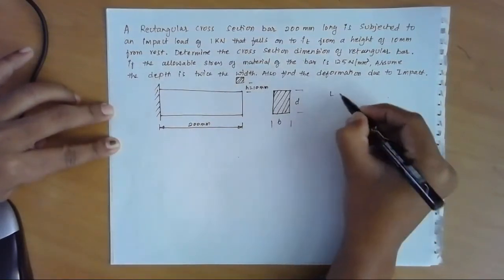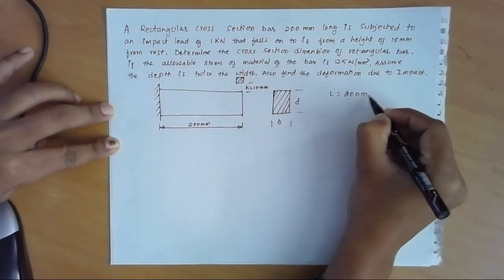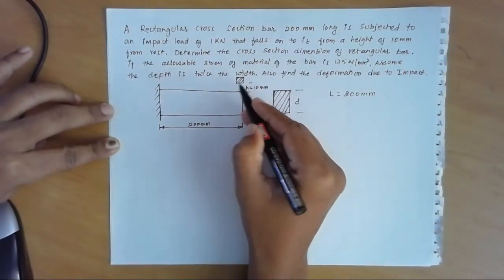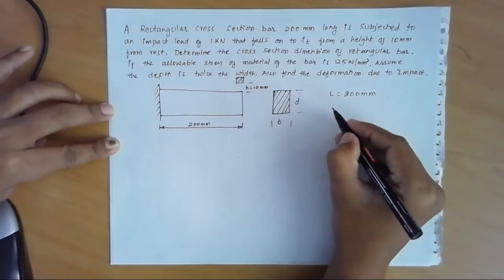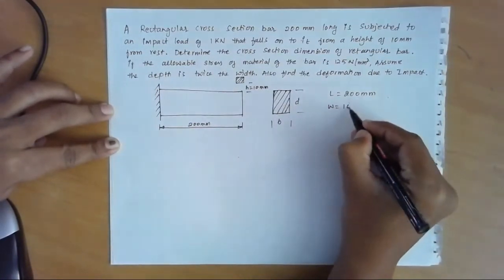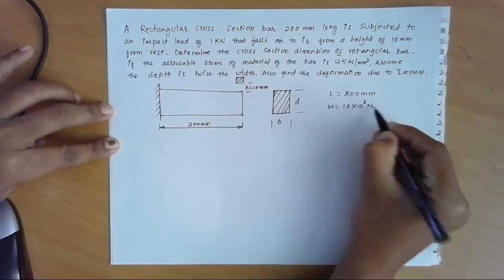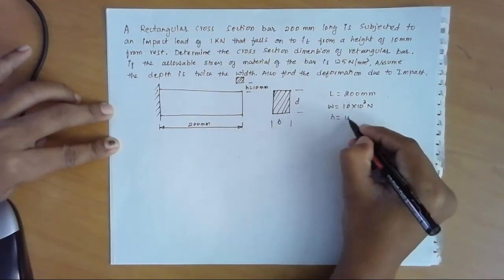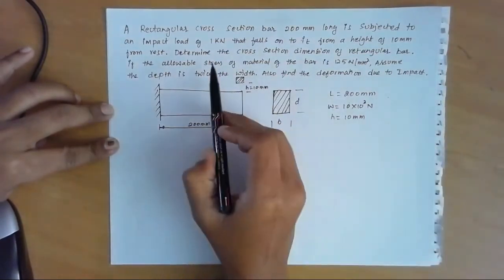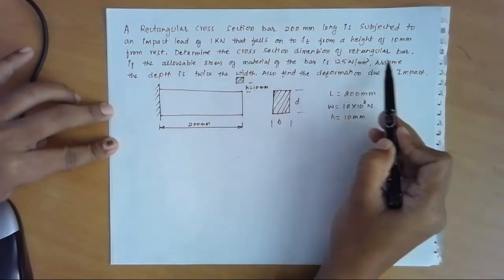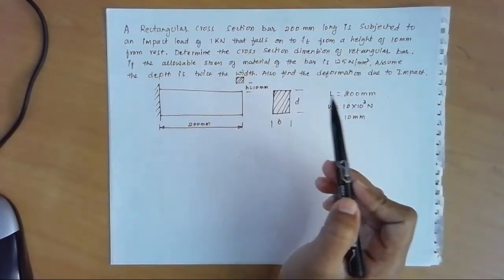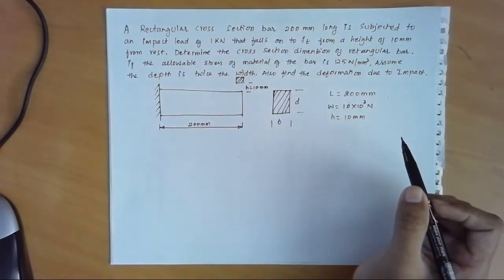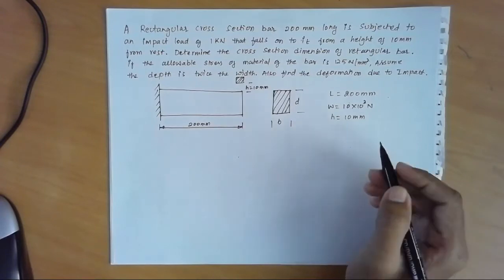So length L is 200 mm, and it is falling from a height of 10 mm, and the weight is 1 kilonewton. So W is 1 into 10 power 3 newtons. I will convert that into newtons, and the height of fall is 10 mm. We need to determine the cross section dimension of the rectangular bar. The allowable stress of the material is 125 Newton per mm square. Assume the depth as twice the width.